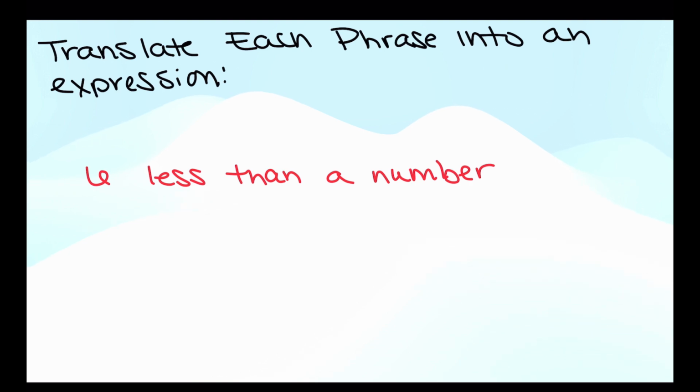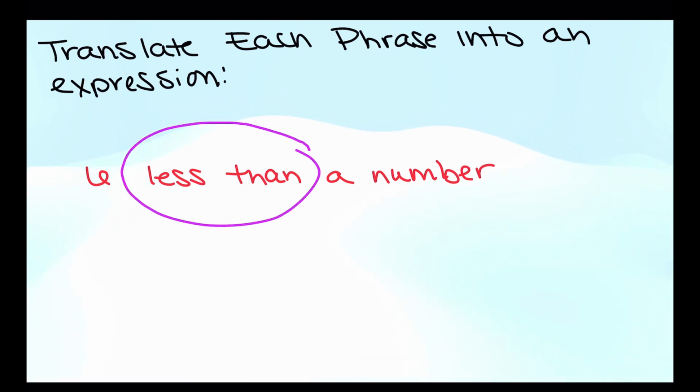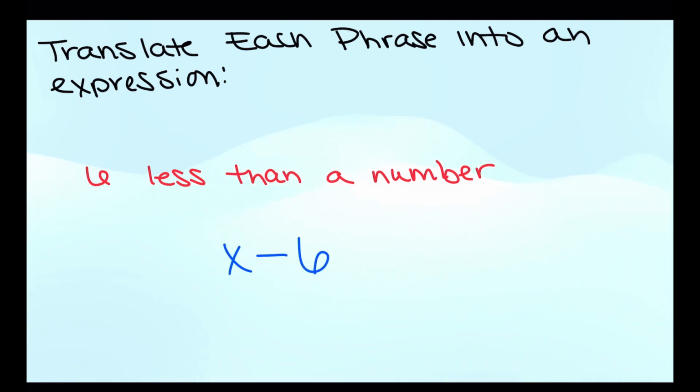All right, 6 less than a number. Less than also means subtraction, but this time, if you see 6 less than a number, it means we're taking 6 away from the number. And so we have to write it in the order x minus 6. So 6 less than a number means subtract the 6 from the x.